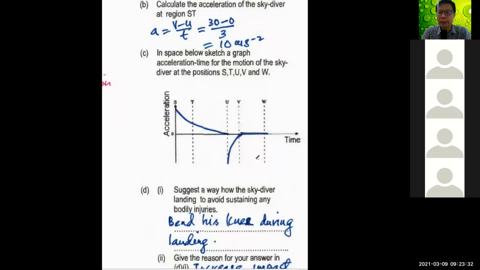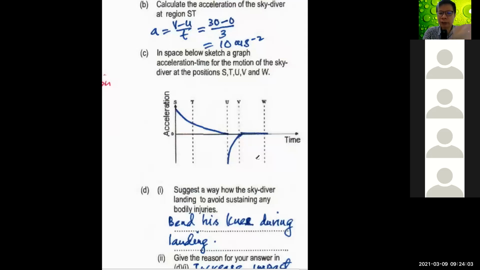Impulsive force means it's a force that occurs suddenly during an impact or collision. When you are jumping down, the moment your leg touches the ground, that is considered an impact. During that short time of impact, a very big force is produced. So this kind of force is called impulsive force. It's a force that occurs suddenly during an impact or collision.